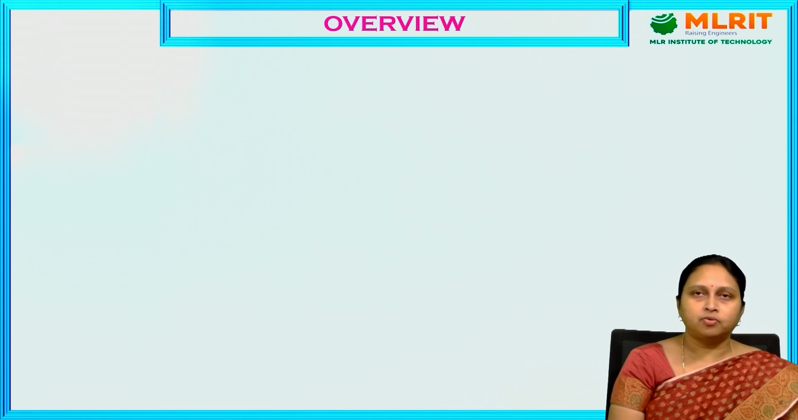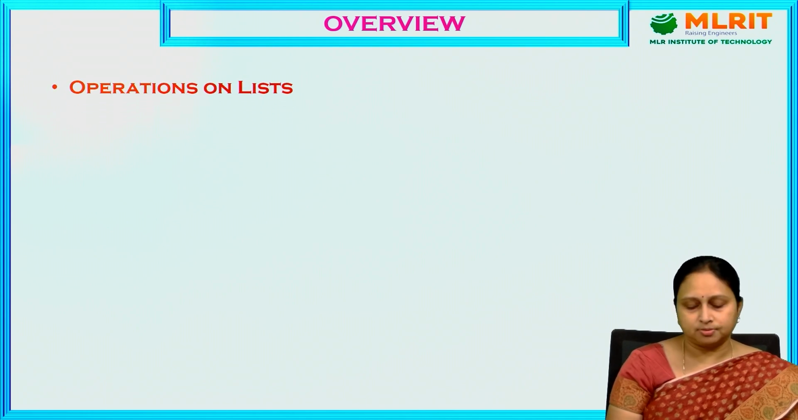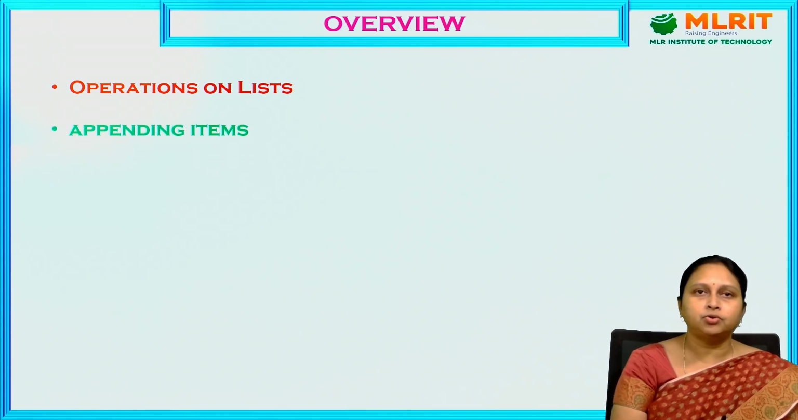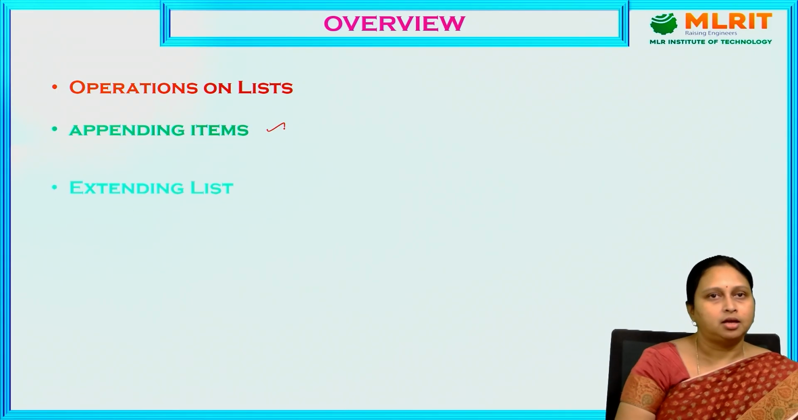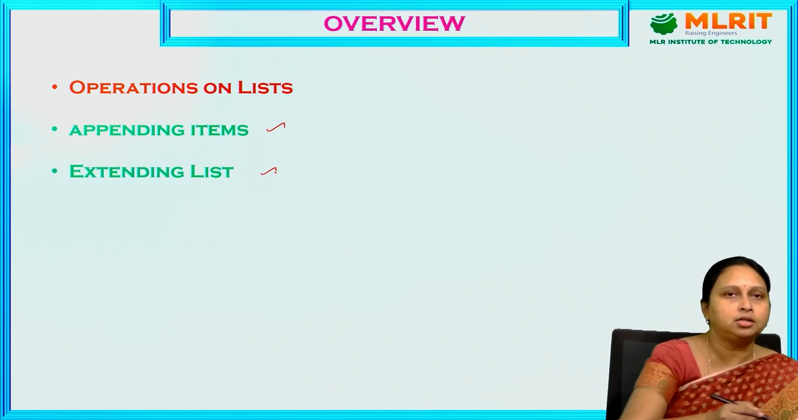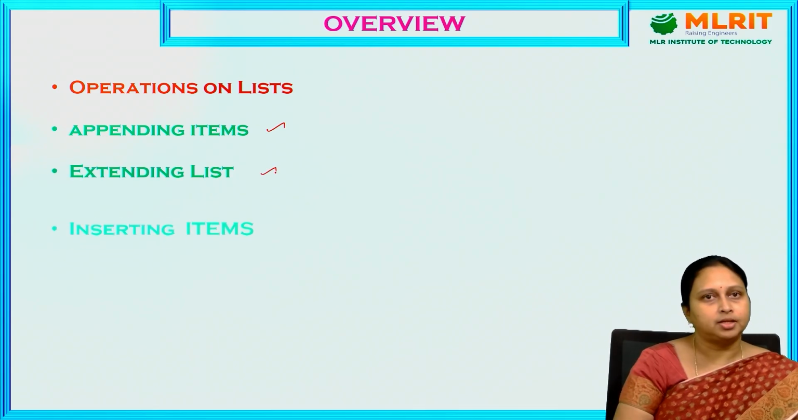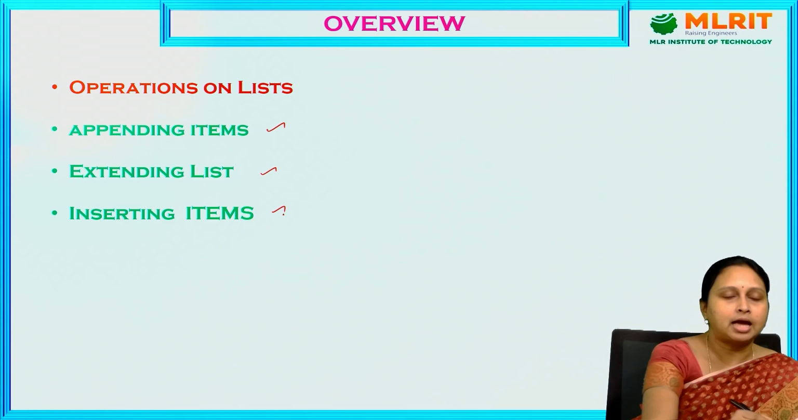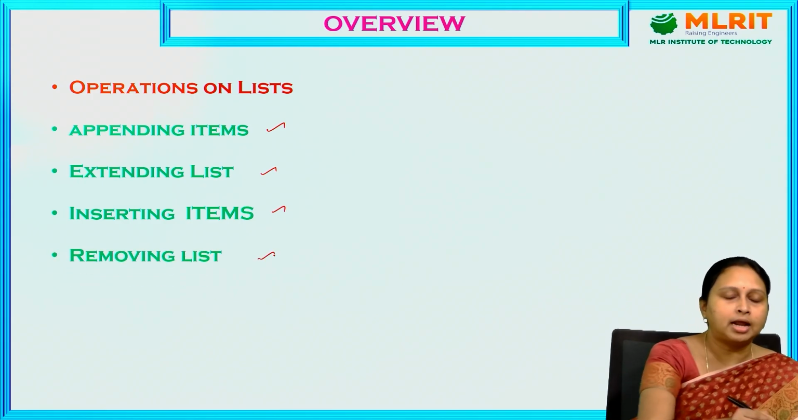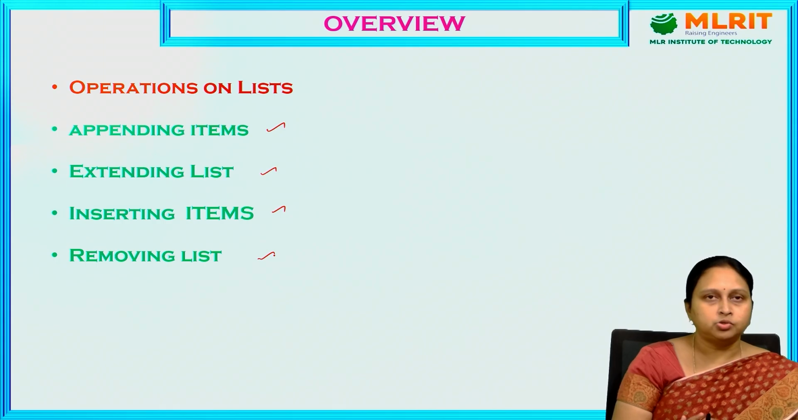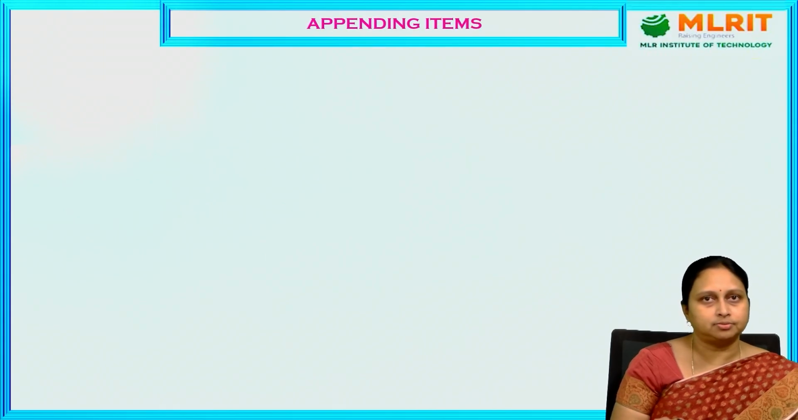In today's overview of the session, we will be discussing operations on list. In this, we will be looking into different operations, that is appending items into the list, the second one is extending items in the list, the third one is inserting items in the list, and the fourth one is removing an item from the list. So these are the four different operations we are going to see in today's session.